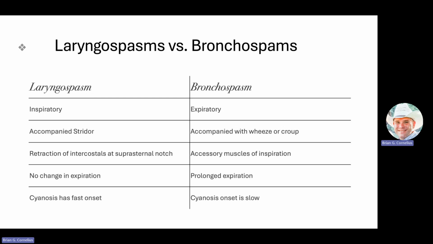Patients with bronchospasm tend to have a prolonged expiratory phase because they're not able to exchange air very well due to that trapping. Laryngospasm tends to be a very fast onset, whereas bronchospasm tends to be a little bit slower condition.